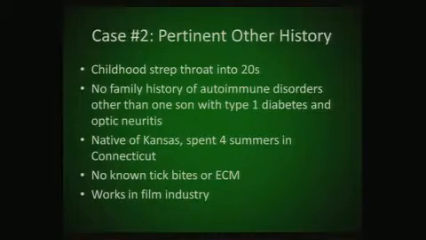Her pertinent history is maybe not entirely relevant, but she did have childhood strep throats into her 20s. We, in infectious disease, are always looking for that rare case of adult strep-induced rheumatologic disease, but no other family disease of autoimmune disorder except that she had a child with diabetes. She was a native of Kansas. She had spent 4 summers in Connecticut, which of course would place her at risk. I'm not trying to judge this patient. I'm just telling the facts as they presented to me. She did not have a history of tick bites or erythema chronicum migrans, and she worked in the entertainment industry.